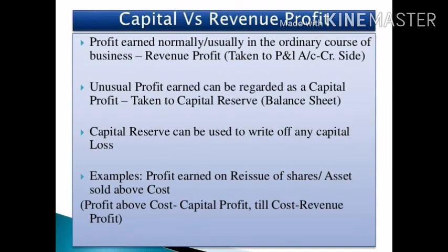Now, capital versus revenue profit. Profit earned normally or usually in the ordinary course of business is revenue profit, taken to the P&L account, credit side. Unusual profit earned can be regarded as a capital profit because it occurs once in a while, and it is taken to capital reserve in the balance sheet. Capital reserve can be used to write off any capital loss.